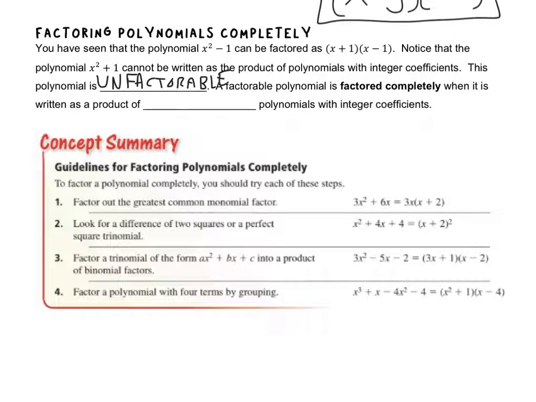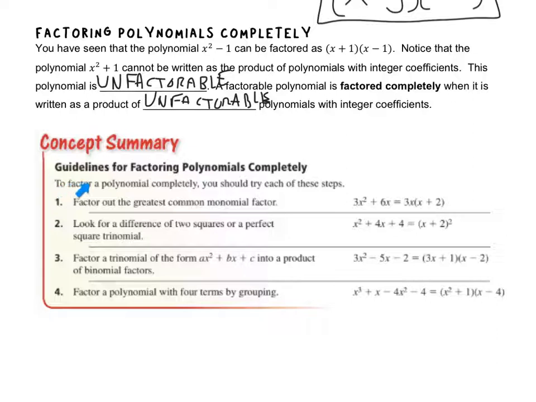So a factorable polynomial is factored completely when it is written as the product of unfactorable polynomials with integer coefficients. Once you get to the point where each of the different polynomials in your factor are not factorable any further, then you know you've gone far enough. So here are some guidelines. I'll just kind of talk through a few of these.